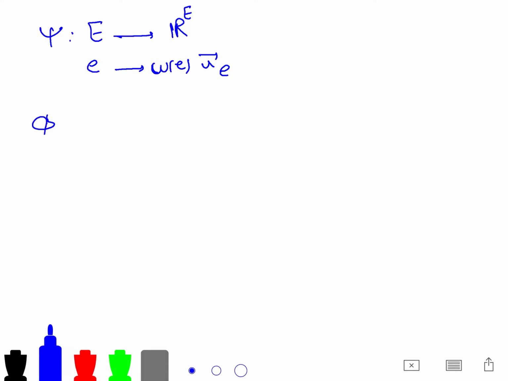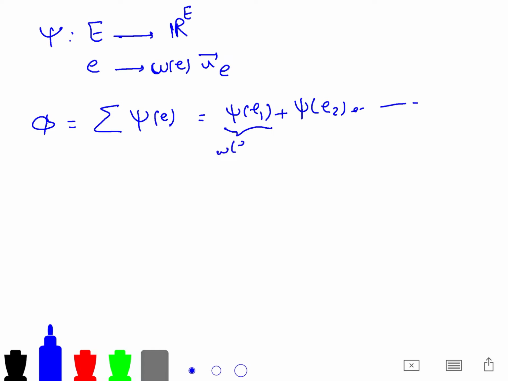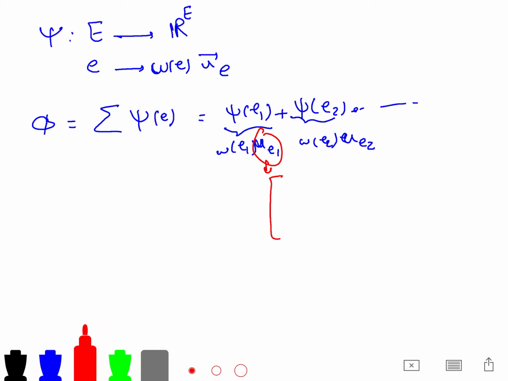And then phi sums all of these basis vectors. So this is, for example, psi of e1 plus psi of e2 plus so on, and by definition this one is w of e1 times u of e1, and this one is w of e2 times u of e2. For example, u of e1 is this vector, u of e2 is this vector, and so on. You got the idea.